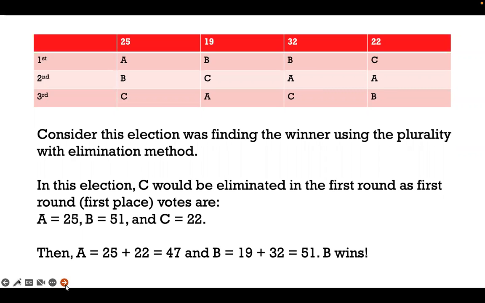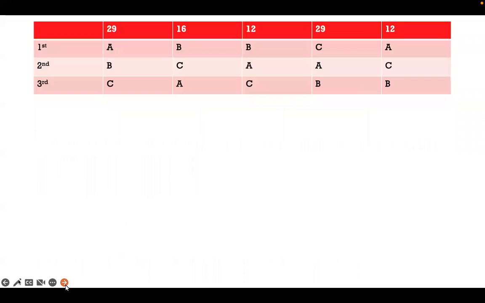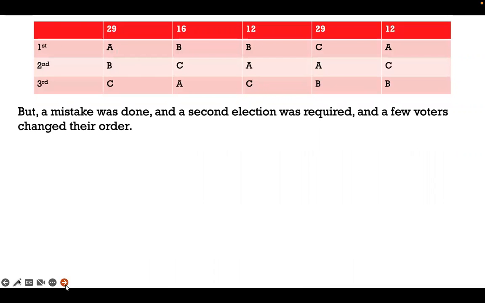Then if we eliminate candidate C and the votes go up, you'll notice that those 22 votes are now going to be reallocated to candidate A. So candidate A has 25 plus 22, which is 47. B still has 51, and therefore candidate B wins. Woo!